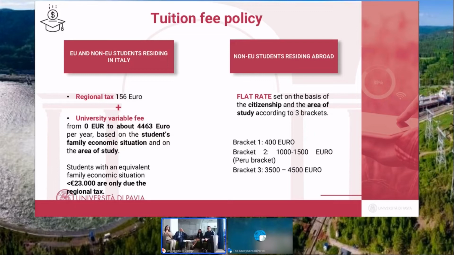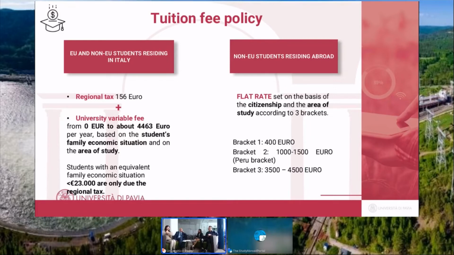you can choose to pay the flat rate, as you can see on the right of the screen. This flat rate system is based on the student's citizenship, which means, for example, you can see we divided all the countries into 3 brackets. So the flat rate varies from 400 euros per year to 4,500 euros per year. Of course, you need to check in which bracket your country falls in order to find out how much you need to pay.